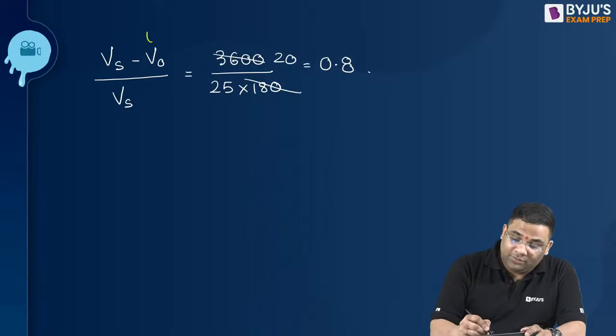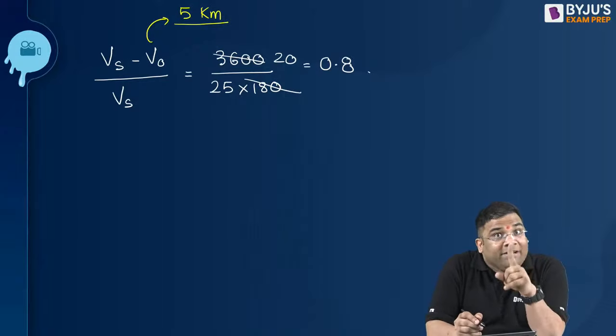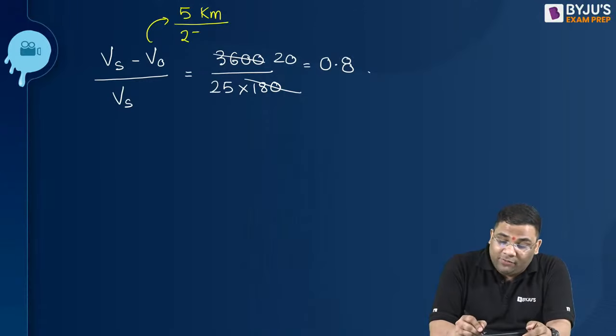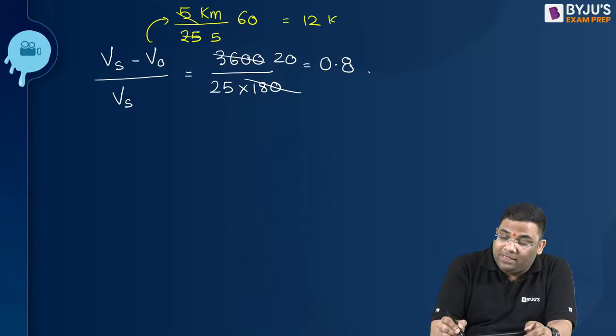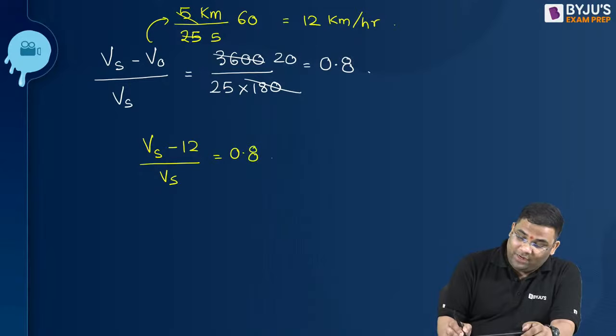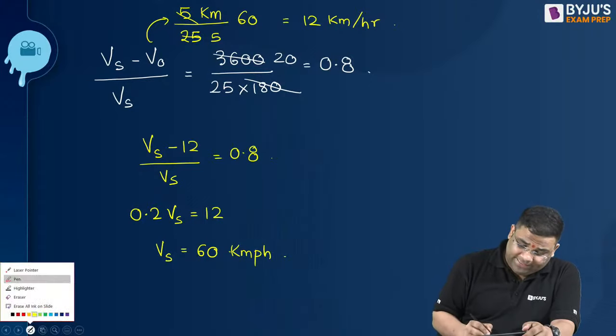Now, how to calculate the speed of the observer? That is also easy. The bicycle traveled 5 kilometers in how much time? 25 minutes, because 15 minutes he was stationary. So the speed will be 5 km divided by 25 minutes, or 25 by 60 hour. How much are you getting? You are getting 12 km per hour. So (Vs - 12)/Vs is equal to 0.8, or 0.2 Vs is equal to 12, or Vs is equal to 60 km per hour.